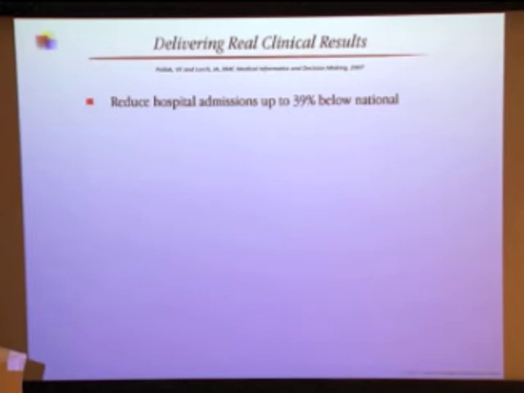So real benefits. Jonathan talked about this a little bit, but in their study of an EMR, what they found is that they reduced hospital admissions up to 39% below national. That's a pretty important figure. If your Rogosin becomes an accountable care organization, that's a lot of money. Reduce mortality to well below national.